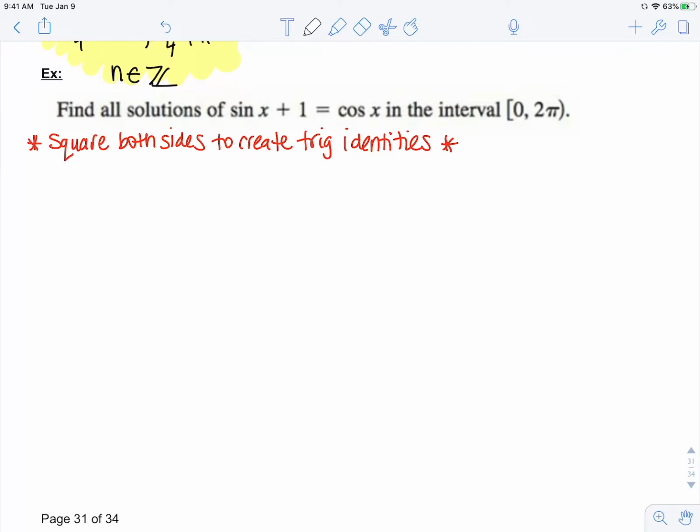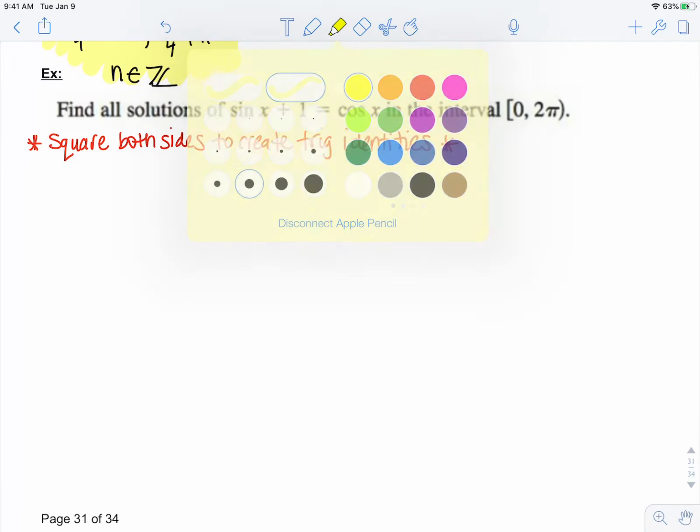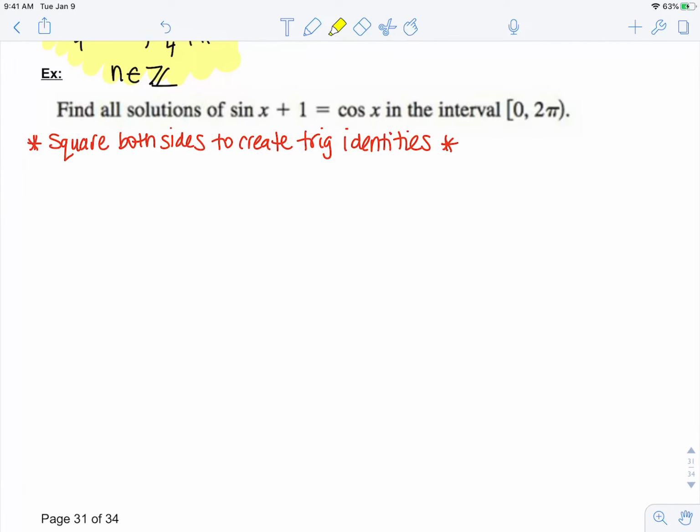So now in this next example, we want all solutions on the interval from 0 to 2 pi. Now, if we tried to get this equal to 0, there's nothing that would really happen that we could go further with. So this is a special case where you need to square both sides so that way you can start creating some trig identities to work with.